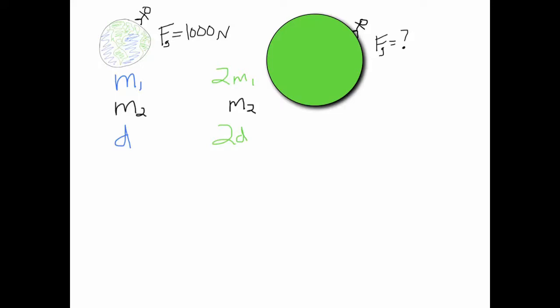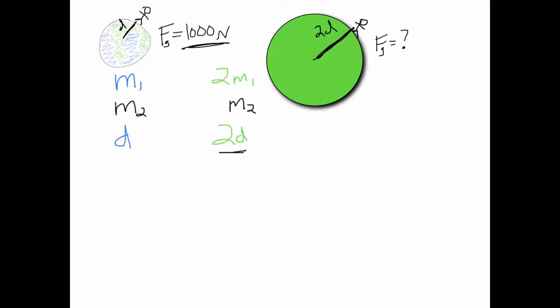Alright, let's look at an astronaut on Earth that weighs 1,000 newtons. That's 1,000 newtons right there. And let's take him to a planet, Planet Green over here, that has twice the mass of Earth and twice the radius. So he's twice as far away. That gives us 2 times the distance that he was away from the center of the Earth. And this was d, this would be 2d. And the planet itself is twice the mass, but his mass stays the same.